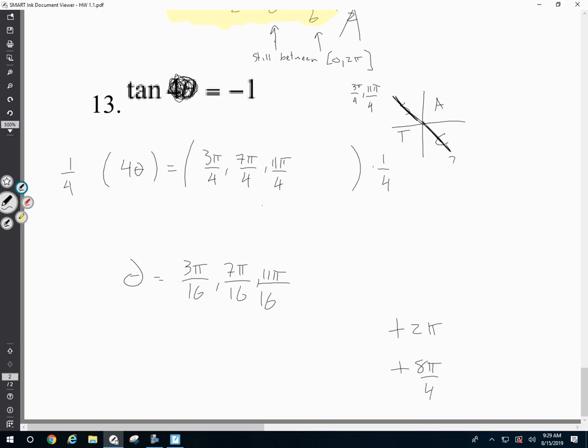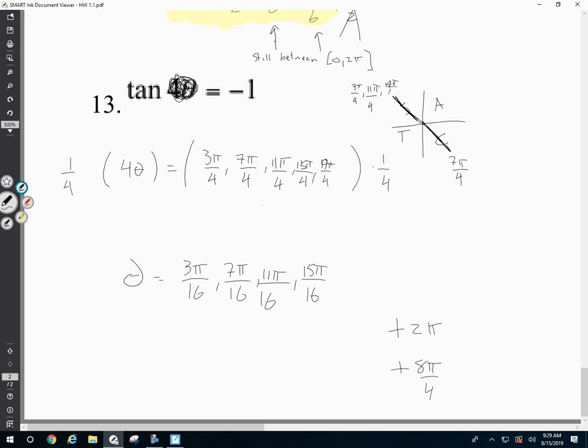This was 7 pi over 4. Again, adding 2 pi to get all the way around the circle is like adding 8 pi over 4. So 15 pi over 4 is where I'd be. Still in between 0 and 2 pi when I divide by 4. So let's keep going. 11 plus 8, 19 pi over 4.